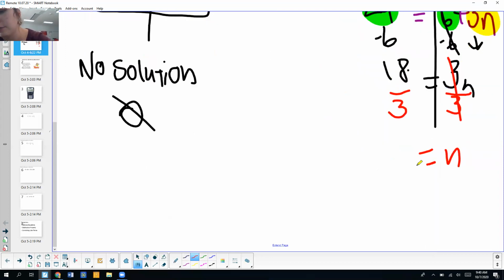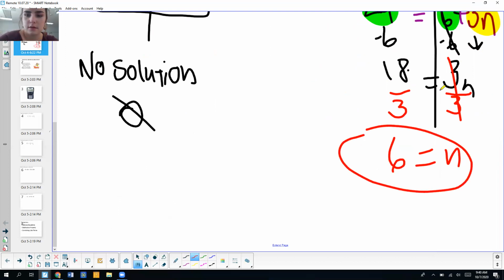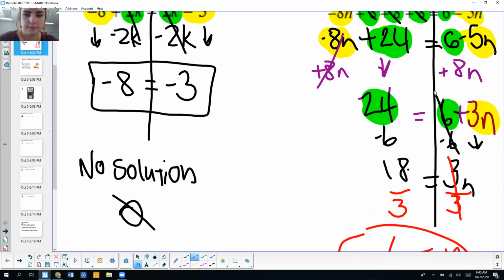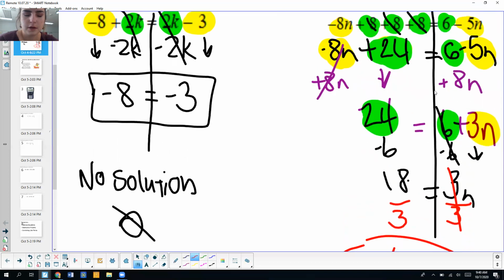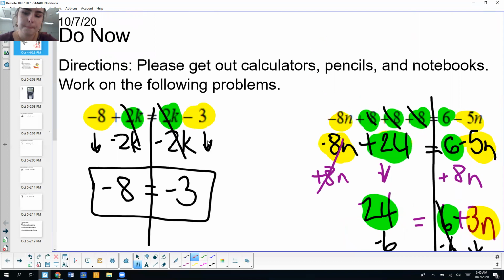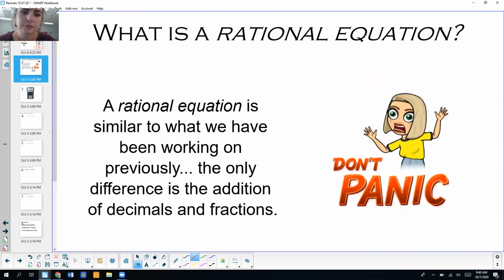N is going to equal 18 divided by 3, which gives me 6. All right. Let me know if you have any questions about anything that we do today. So this is our do now, just a review of what we did yesterday. So next, we're going to move on with what we're doing today.